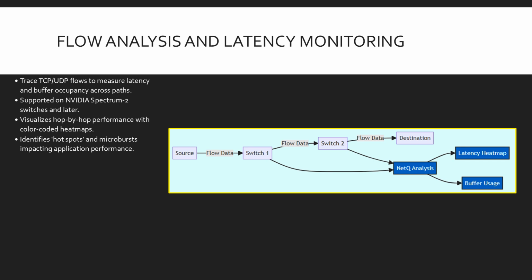You can view average, minimum, and maximum latencies, as well as the 95th percentile values. Additionally, NetQ can display queue-length histograms to detect microbursts that standard polling might miss. Note that flow analysis requires Spectrum 2 or later switches.